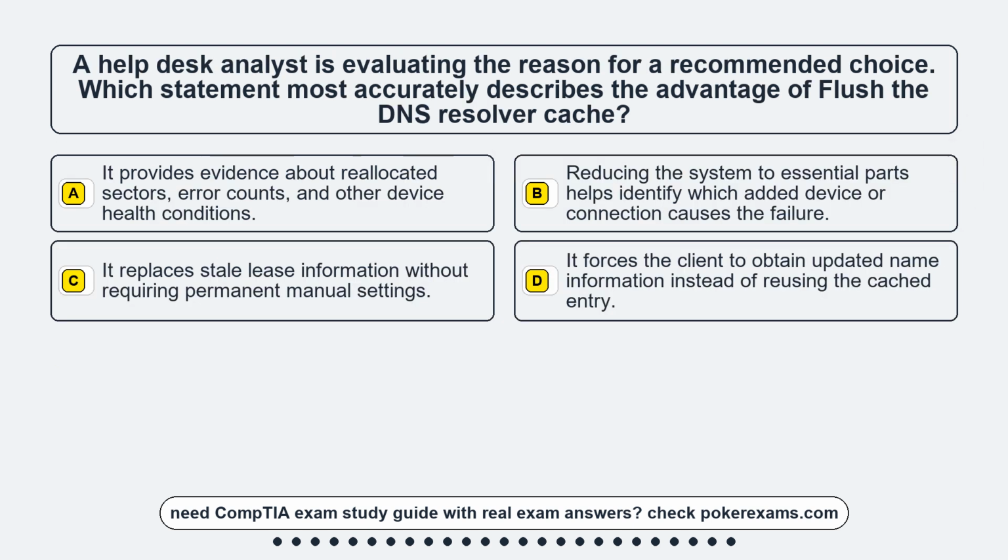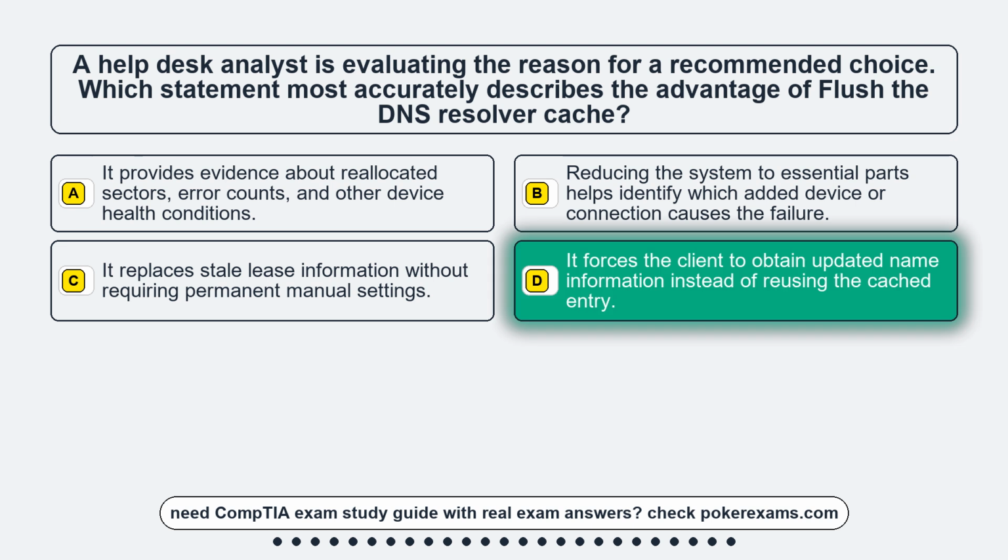Question 10. A help desk analyst is evaluating the reason for a recommended choice. Which statement most accurately describes the advantage of flush the DNS resolver cache? Option A. It provides evidence about reallocated sectors, error counts, and other device health conditions. Option B. Reducing the system to essential parts helps identify which added device or connection causes the failure. Option C. It replaces stale lease information without requiring permanent manual settings. Option D. It forces the client to obtain updated name information instead of reusing the cached entry.